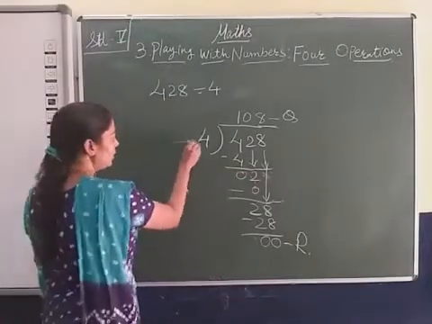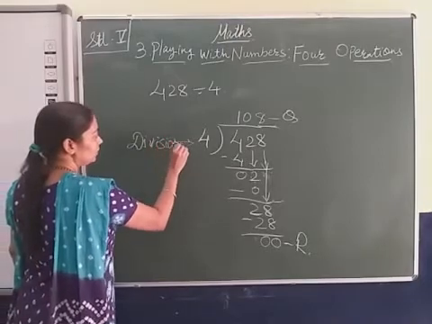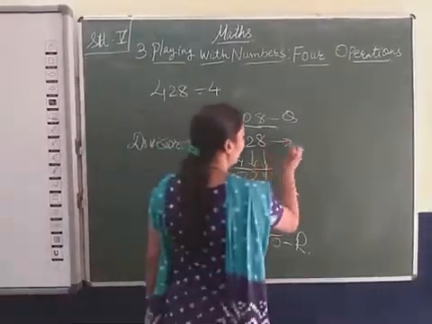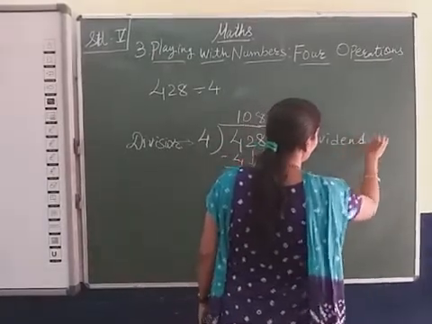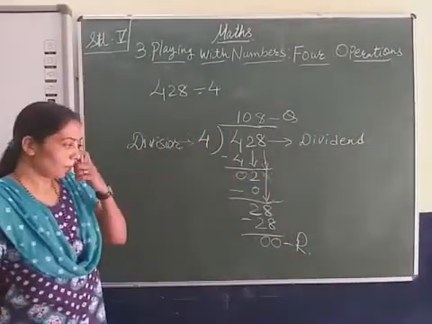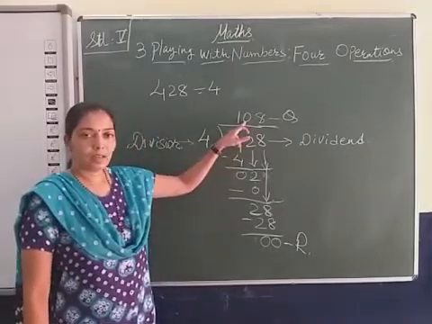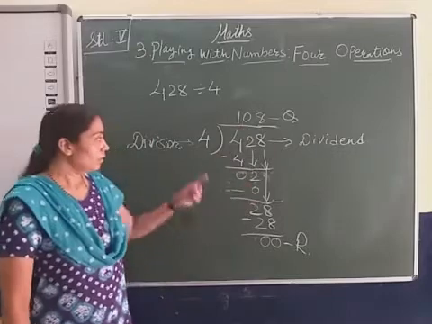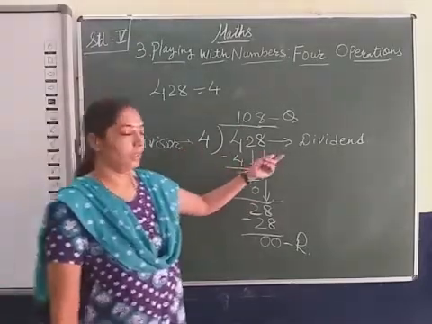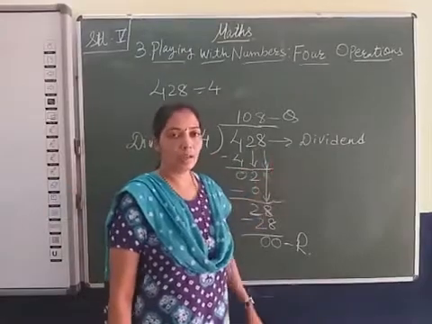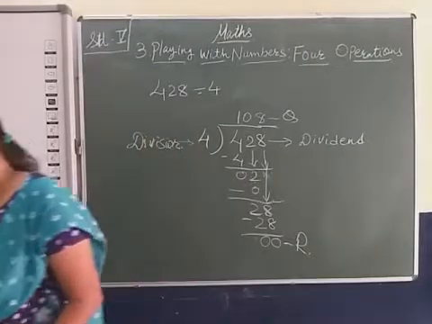And this is the divisor, we said as divisor. Yes, remainder 0. Quotient, we get the answer as 107. We divide by this, that is called the divisor, and the dividend is 428. Now let me start division by 2 digits.